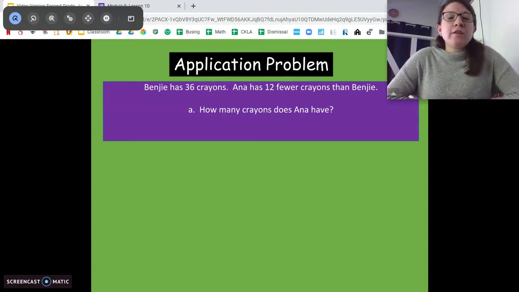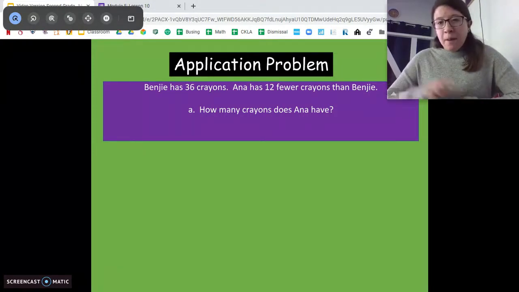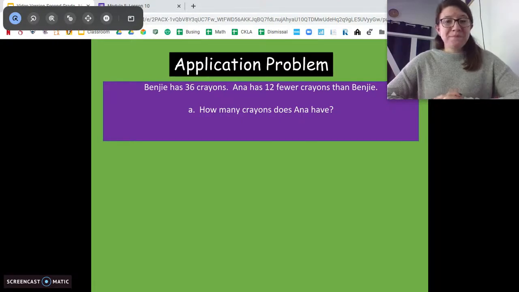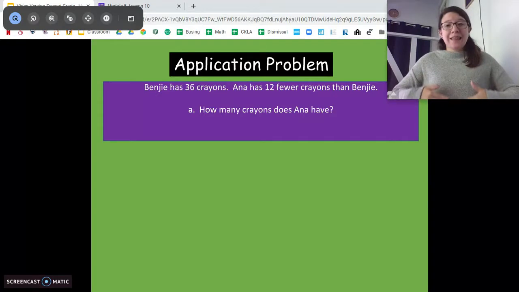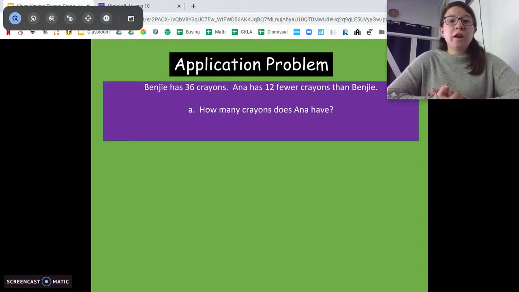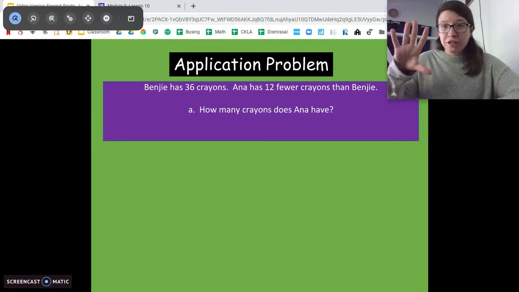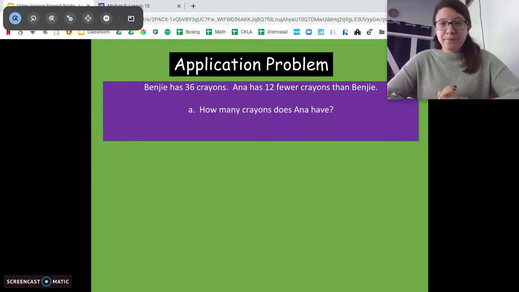All right, let's read it. It says Benji has 36 crayons. Anna has 12 fewer crayons than Benji. How many crayons does Anna have? Before you start, I want you to talk about what the word fewer means. Does that mean we're going to add or subtract, and why? Good. Fewer means less, so we're going to take away. So Benji has 36 crayons, Anna has 12 fewer. I want you to pause and solve using whatever strategy works best for you. Okay, come back when you're done.